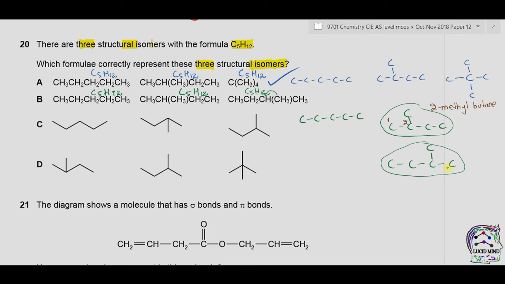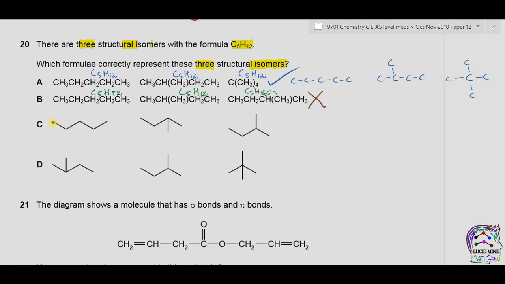And in this compound we are going to start numbering from this carbon as the substituent has the least number. So again this is 2-methyl butane. So as these two compounds are similar, they are not structural isomers.